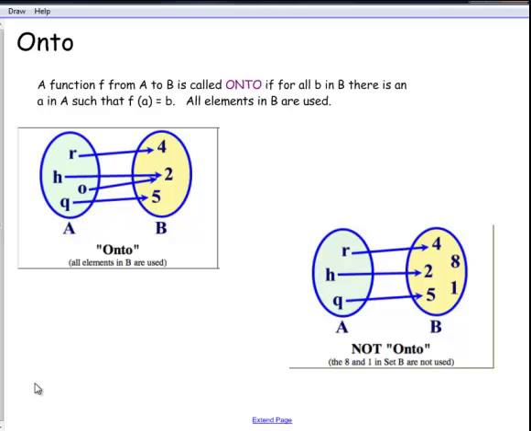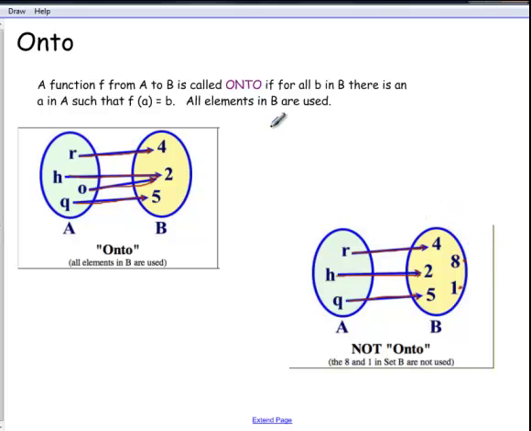First new word, onto. That looks like 1 to 1, but it means something different. Onto. A function f from A to B is called onto if for all b in set B, there is a in set A such that f of a equals b. What? It's really simple. Think about getting picked for a team. Are you on to the team? So up here, R got put onto team 4, H got put onto team 2, O also got put onto team 2, and Q got put onto team 5. Over here, R got put onto team 4, H got put onto team 2, Q got put onto team 5, but nobody got put onto team 1 or team 8. So their team rosters are not full. There's nobody onto those teams.